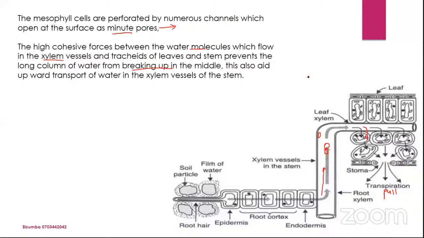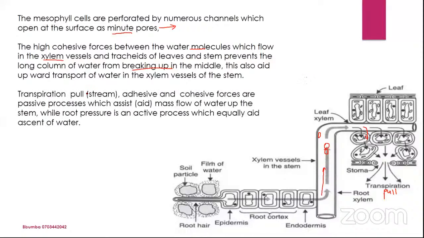I hope that is very clear. So this is what I've just said, the transpirational pull, adhesive and cohesive forces are passive processes. What do I mean by passive process? Now with the passive processes, here within the xylem, there is no use of energy for water to move up the plant. There is nothing like use of energy. Everything just flows passively without using energy up as it is being sucked up by the transpirational stream. That's what we mean.